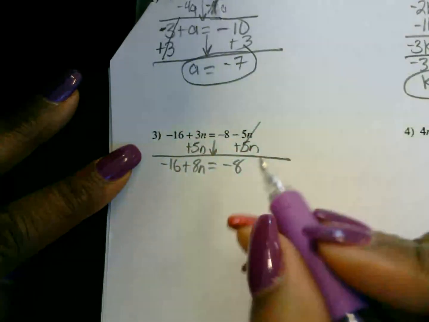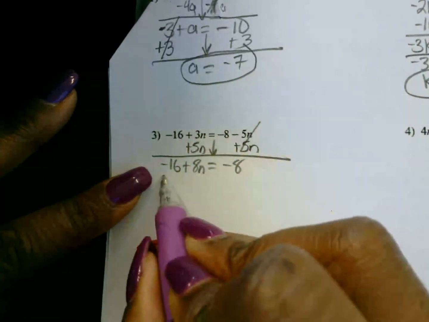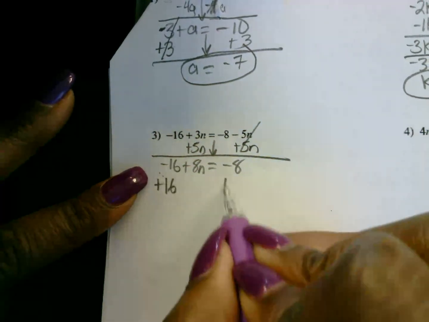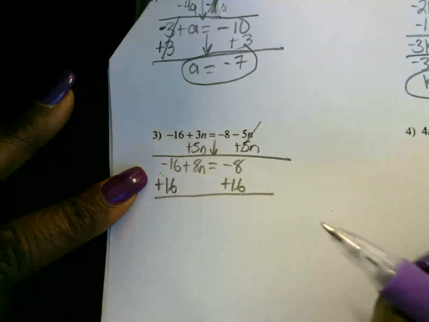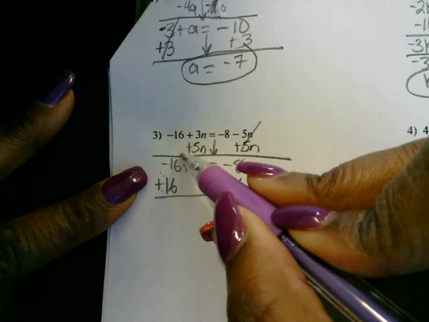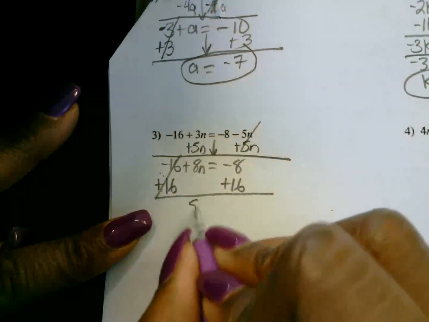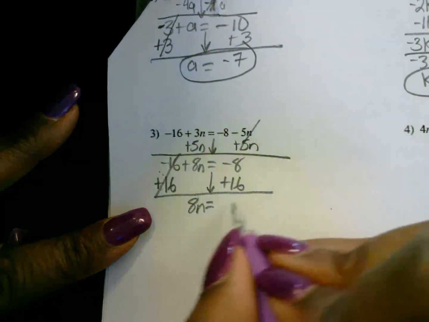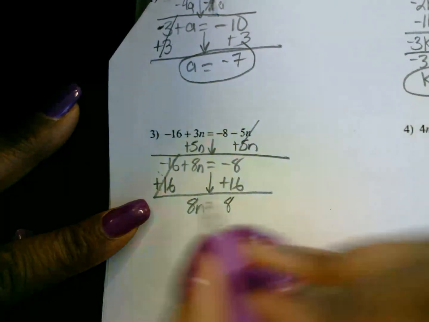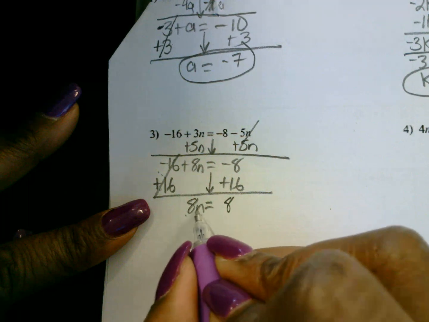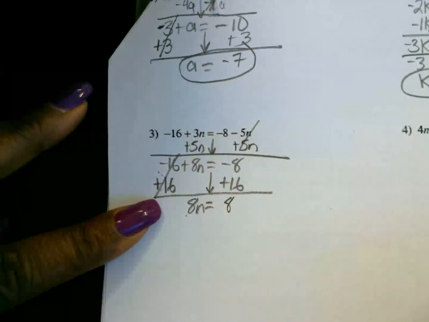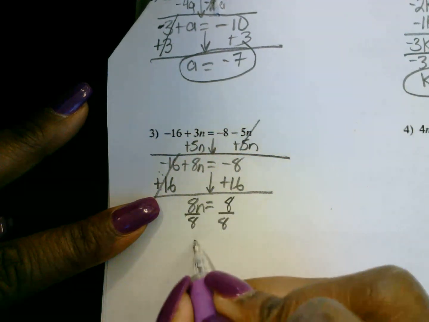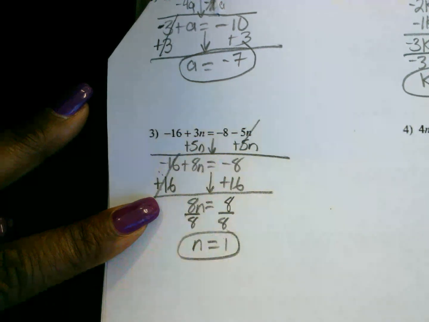All right, so now we're going to get n by itself by getting rid of the negative 16 first. The opposite of a negative 16 is to add 16 on both sides, okay? Negative 16 plus 16 is 0. Bring down the 8n. Bring down the equal sign. Negative 8 plus 16 is going to give us an 8, okay? When I'm trying to get n by itself, the operation between 8 and n is multiplication. The inverse of multiplication is division, so you're going to divide both sides by 8. So this gives me n is equal to what? 1, okay?